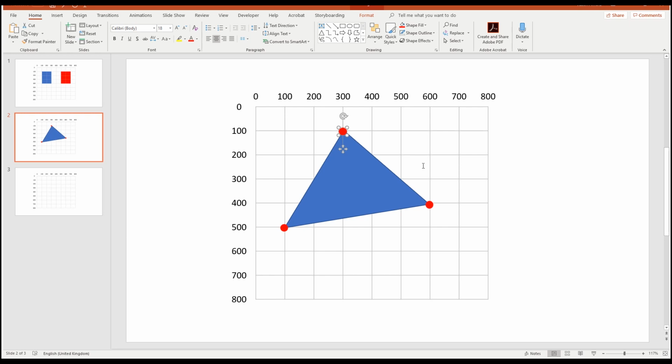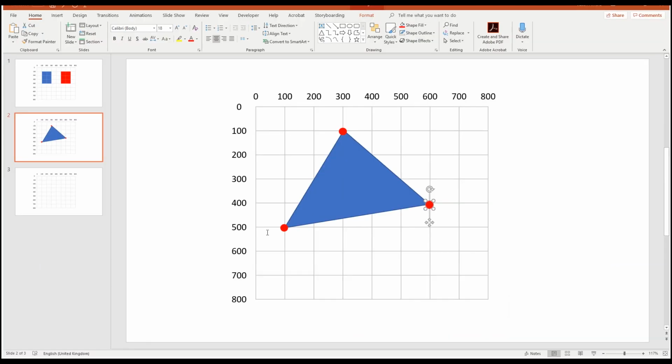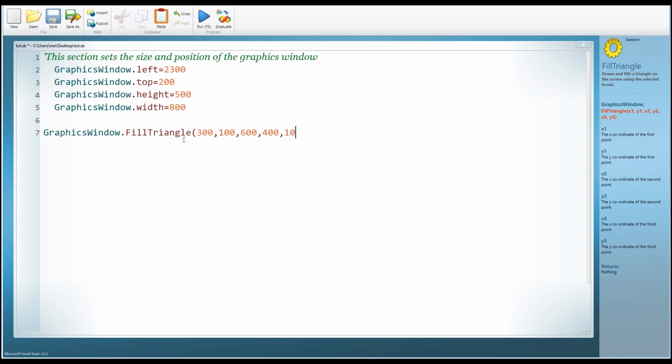Now we look at the second point on our triangle. That's this one here. Again, the coordinates of this one we see are 600 by 400. So we put 600, 400 as the coordinates for the second point on our triangle. And then finally, we come on to the third point. So this one here, we can see x is 100, y is 500. So it's 100 by 500. And there we are. Those are the 6 numbers that we need.